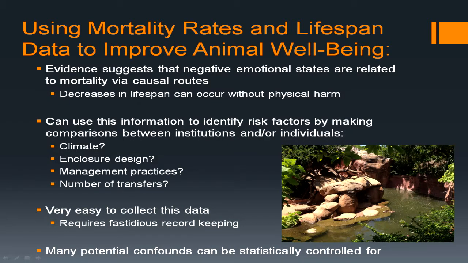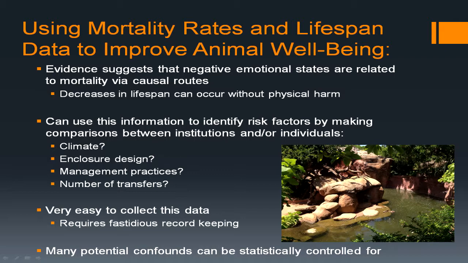So what can we do with this? We know that the evidence suggests that negative emotional states are related to mortality via causal routes, and that decreases in lifespan can occur without any kind of physical harm. And so obviously we can't use this information once we've collected it for the animals because they're dead. So what can we do with it? We want to use this information to identify risk factors by making comparisons between institutions or individual animals. We can look at things like climate, enclosure design, management practices, transfers. I mean, the list could be endless here.